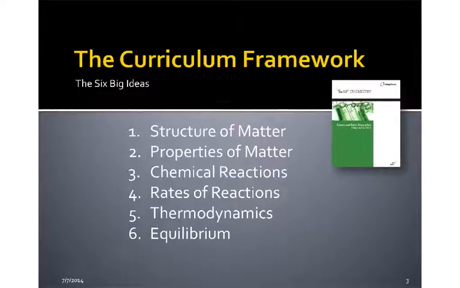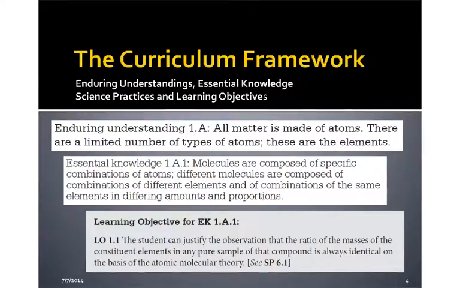The course and exam description goes through the information that is in the new AP curriculum, and it breaks it down into 6 big ideas. Those ideas are structure of matter, properties of matter, chemical reactions, and that includes electrochemistry, and then pretty familiar topics: rates of reaction, thermodynamics, and equilibrium. Each of these ideas is broken down into several levels: enduring understandings and then essential knowledge.